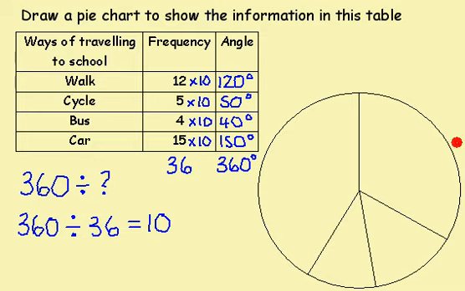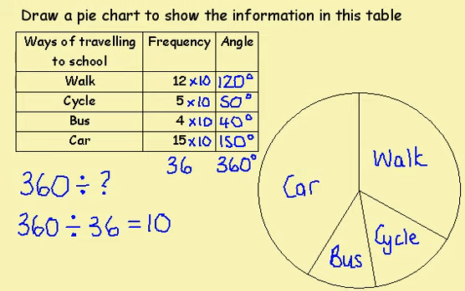Now, at the moment, my pie chart has been drawn, but I wouldn't get any marks for it because it's meaningless until it's labelled. So you mustn't forget to label it. Walk, cycle, bus, and car. My pie chart is now completely finished.